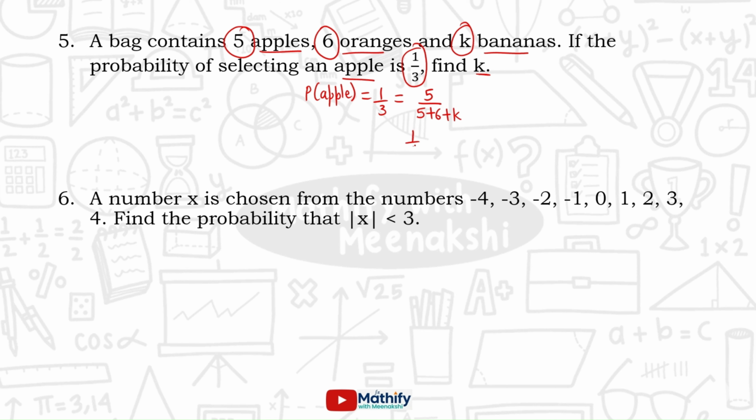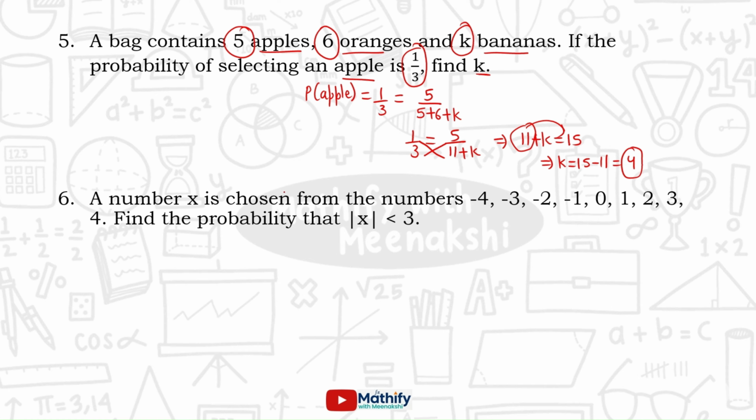If you will solve, what you will get: 1 by 3 is equal to 5 by 11 plus k. Just do cross multiplication. You can say 11 plus k is equal to 15. That means what is your k? If you will transpose 11 to that side, your k is 15 minus 11. That is 4. So your answer is 4. Let's move to sixth question.